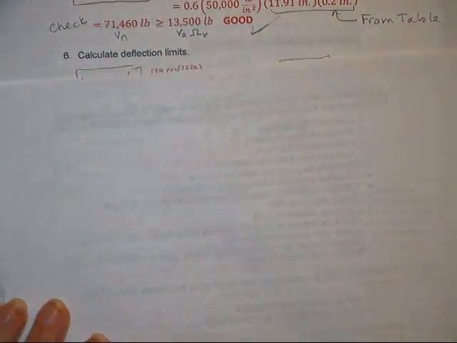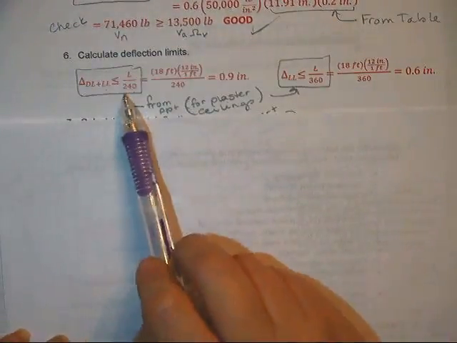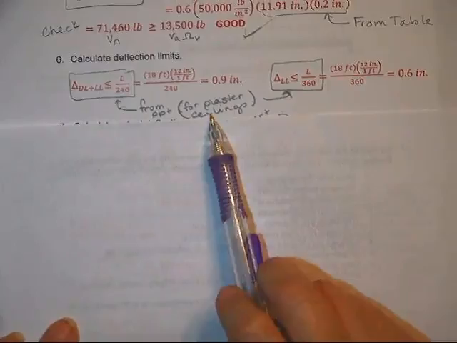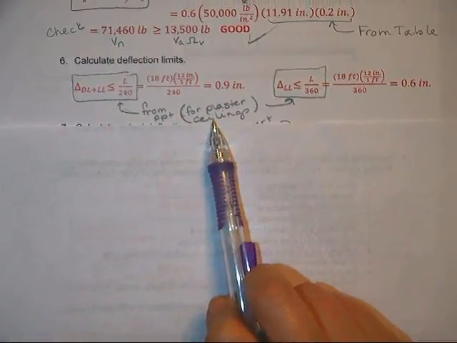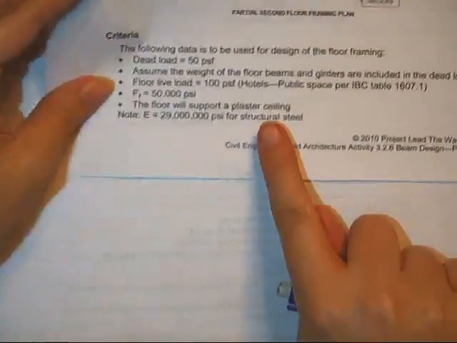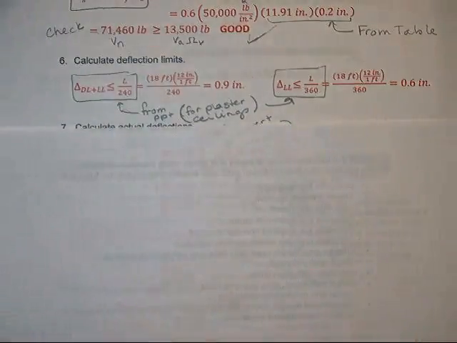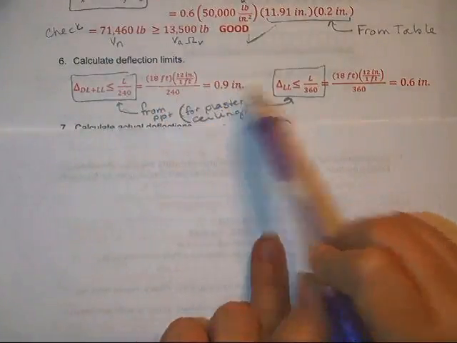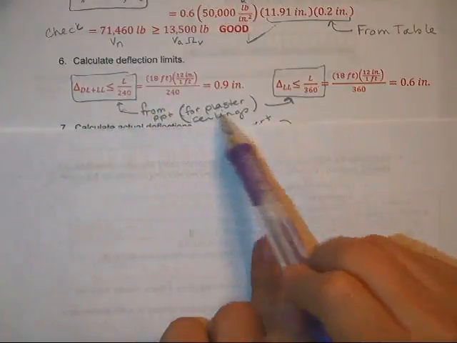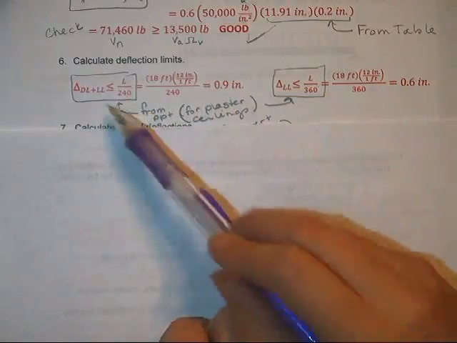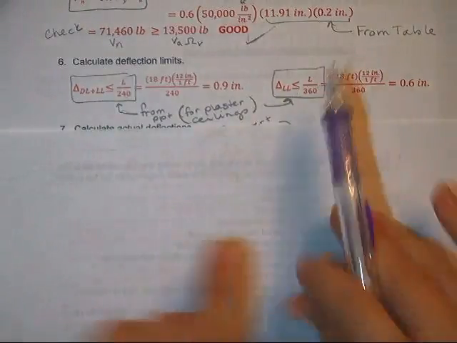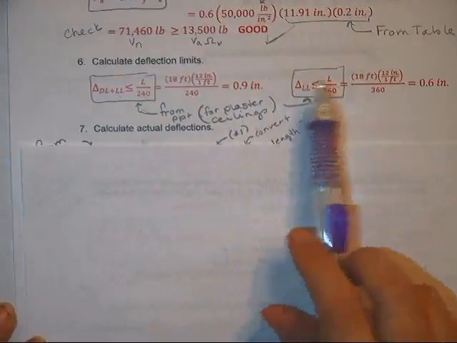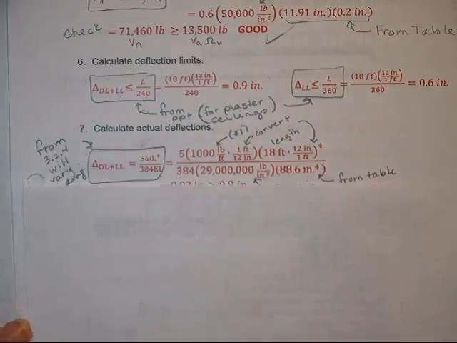Now we're going to calculate the deflection limits. So once again, this formula right here and this one right here, these were given in the PowerPoint we just saw, and these are the numbers for the plaster ceiling because in our criteria, we were told that we would have a plaster ceiling. So I plug in the length, convert it to inches, and then use the formulas from the plaster ceiling from the PowerPoint to get my two numbers. One for the total load, one for the live load. Now I need to calculate the actual deflections. This was the limit of how much it can be. Now we're going to see what we actually have.